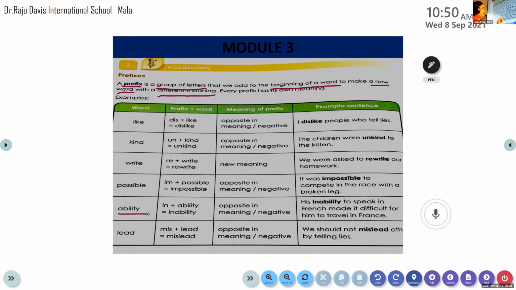We should not mislead others by telling lies. That is why the example says we should never mislead. We should not give wrong information to others by telling lies. We should always try to speak the truth and help others, right? Understood. So what is the antonym of lead?